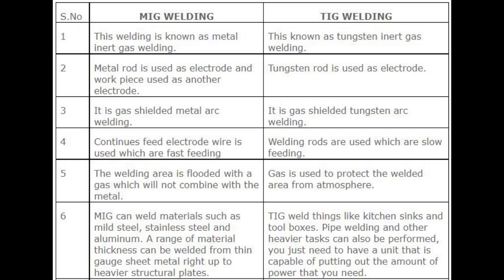Number 6. MIG can weld materials such as mild steel, stainless steel and aluminum. A range of material thickness can be welded, from thin gauge sheet metal right up to heavier structural plates. TIG can weld things like kitchen sinks and toolboxes. Pipe welding and other heavier tasks can also be performed. You just need to have a unit that is capable of putting out the amount of power that you need.